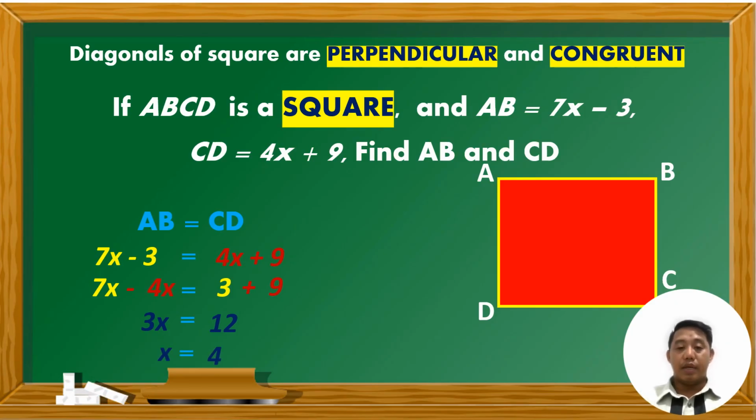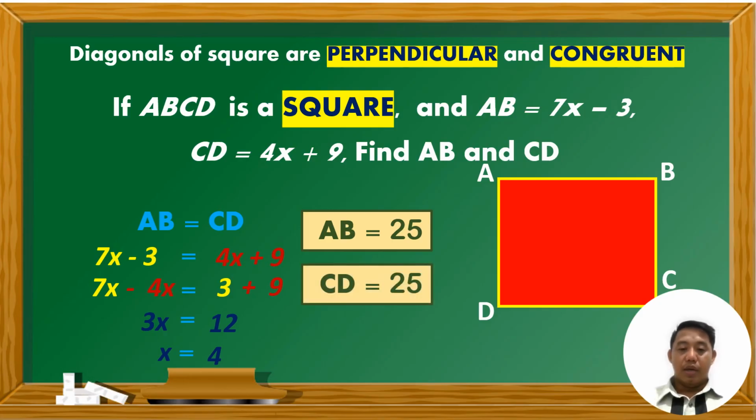So nakuha na natin yung x natin. So pag nakuha natin yung x natin, substitute na natin yun. So therefore, ang magiging AB natin will be 7x minus 3. 7 times 4 is 28 minus 3 is 25. And CD is also 25. All of this, yung side ng AB is 25. CD is 25. BC is 25. AD is 25. Take note bakit ginamit natin yung AB is equal to CD? Kasi sa parallelogram pa rin ng square, opposite sides of parallelogram are congruent.